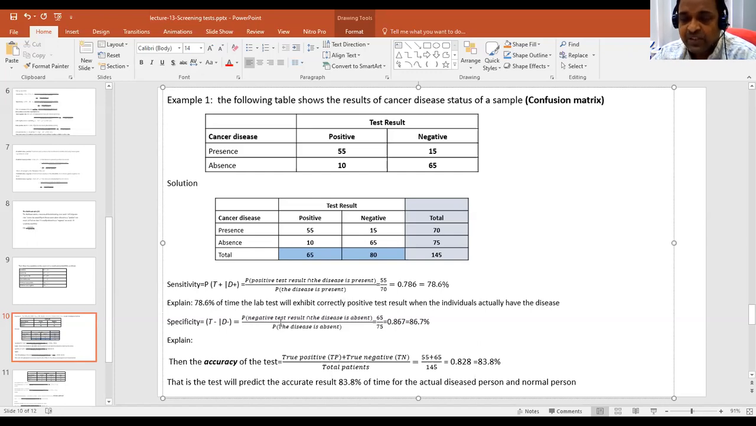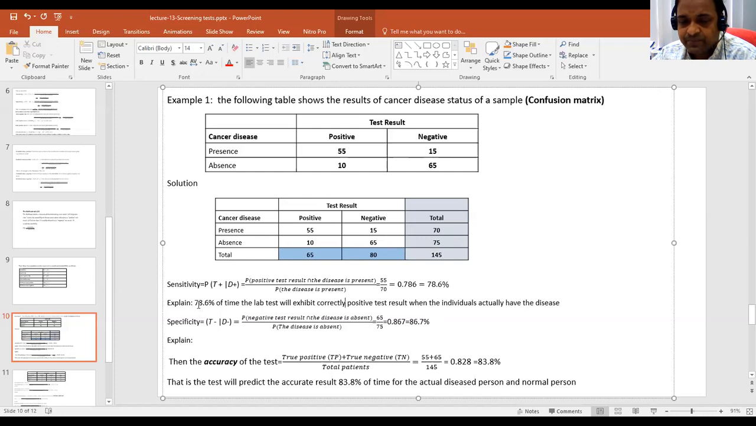We know from the specificity, if you go to the table, that the lab test is also negative and somebody doesn't have the disease: 65 out of how many patients actually do not have the disease? 75. So 65 patients got the negative test result, and they actually do not have the disease. That is, they are free of disease. How many patients are free of disease? 75. So if you do it, you will get 86.7.